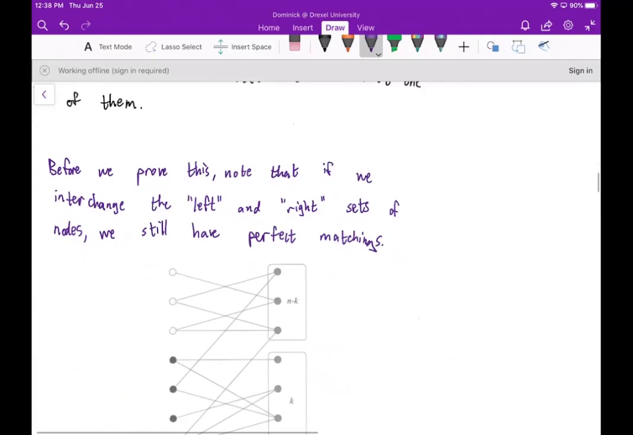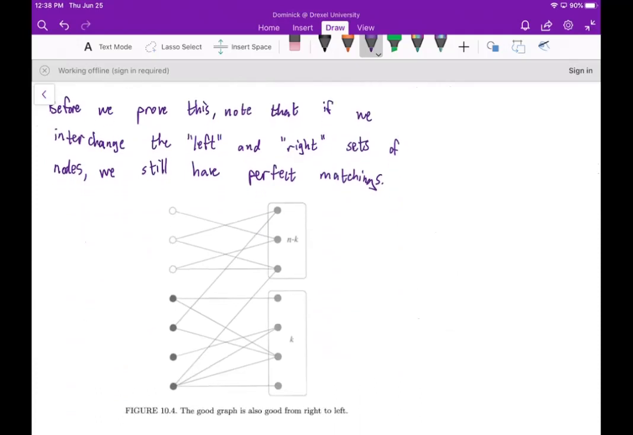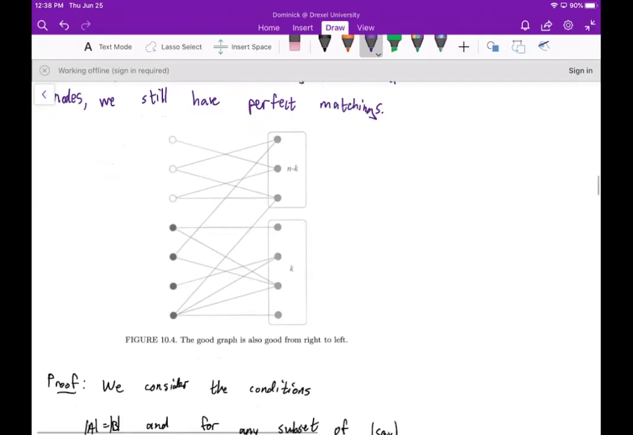Okay. Now, before we prove this, just note that if we switch the left and right side sets of nodes, we would still have the perfect matching, right? Because the left and the right have no indication, so they hold the same properties.